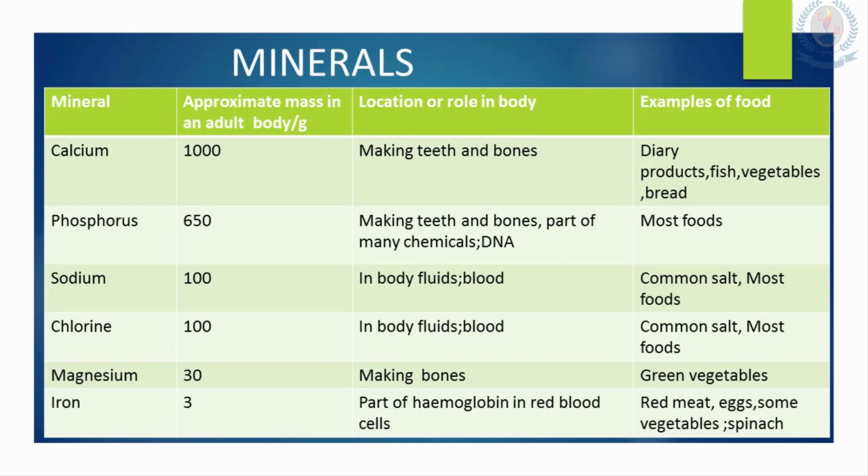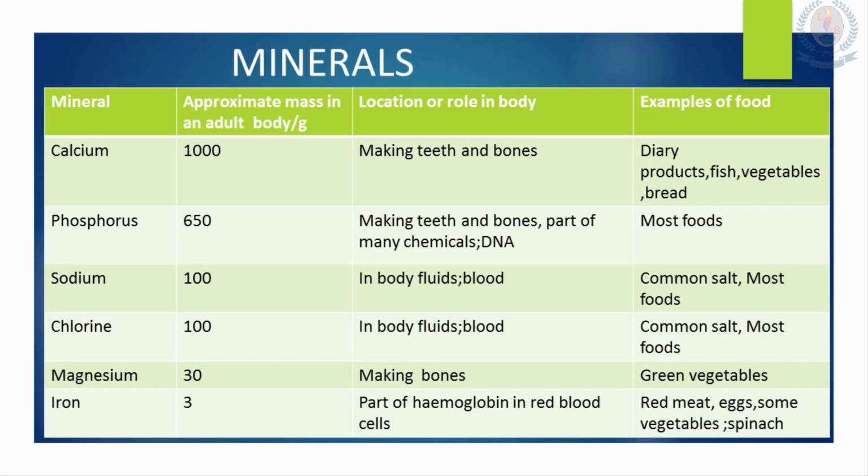Then magnesium ion. Magnesium again helps to make the bones. It can be obtained from green vegetables. And iron. Iron is a part of hemoglobin in red blood cells. So iron is a very important element, part of a molecule. It can be obtained from red meat, eggs, and some vegetables like spinach. So here you may have some idea about what minerals are present in our human body, how we can get those mineral ions, and what food items we should eat to get them.